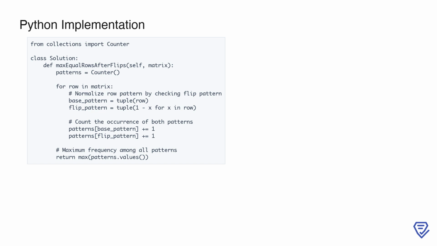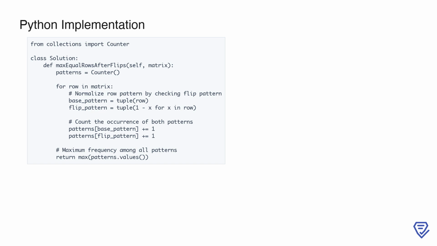Explanation. 1. Goal: we aim to maximize the number of rows in the binary matrix that are identical after flipping some columns. A column flip inverts all entries in that column: 0 becomes 1 and vice versa. 2. Key insight: for two rows to become identical after flipping, their patterns must be either the same or exact opposites. For example, 0, 1, 1 and 1, 0, 0 can align if we flip the first column.